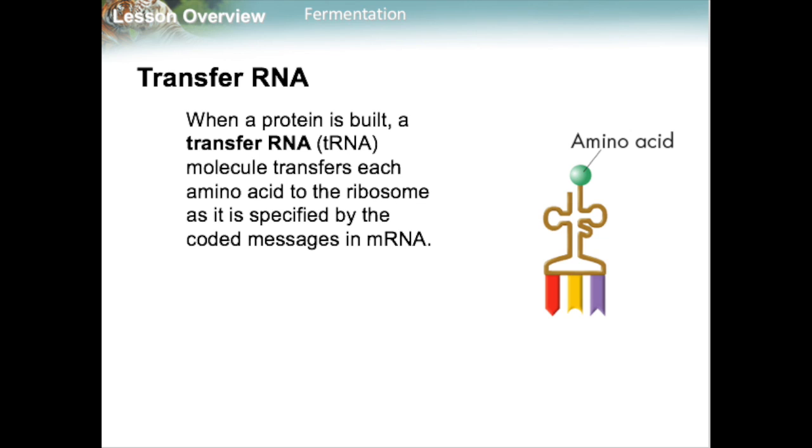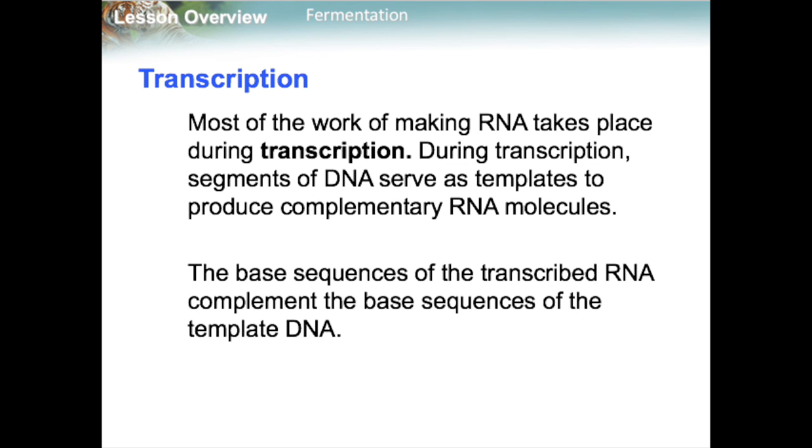So there's 2 different parts. There's transcription and translation. So I'm going to go over this first, and then I'm going to show you guys part of an Amoeba Sisters video in order for you guys to see it visually. So in transcription, segments of DNA serve as templates to produce complementary RNA molecules. So most of the work of making RNA takes place during transcription. So you can always think of transcription as transcribing. So transcribing usually means when you're writing something out. So imagine that the DNA has a coded message for you and you have to write it out, but it still doesn't make complete sense. And that's going to make sense in the next part.